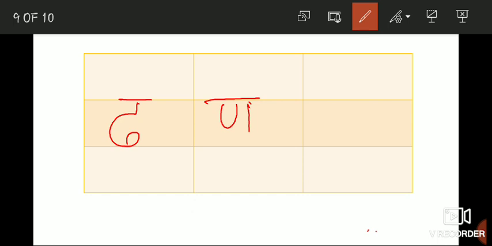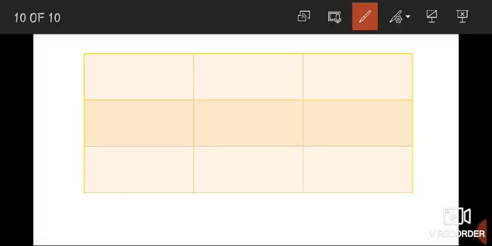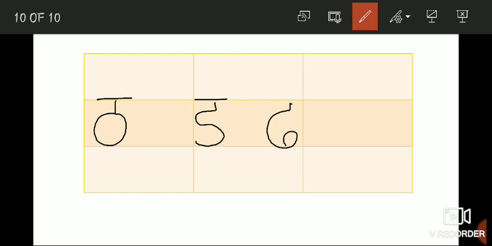Okay. So let us repeat the same alphabets again. Ta, a small line and a C. Ta C. Tomato. Tha. Tha se thathera. Da. Da se damru. Dha. Dha se dhakkan. Na. Na se parmanu.